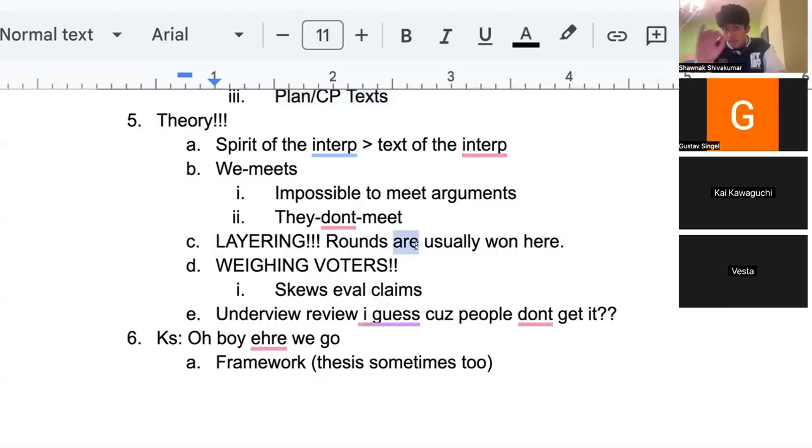Layering, very important. LLC theory over entry theory over LLC theory. Rounds are won here. Every judge will tell you that good layering wins the rounds.